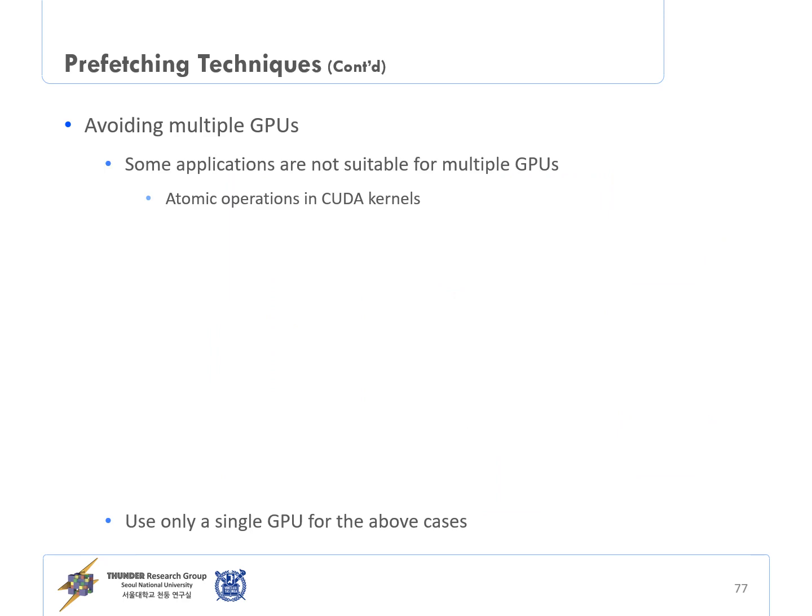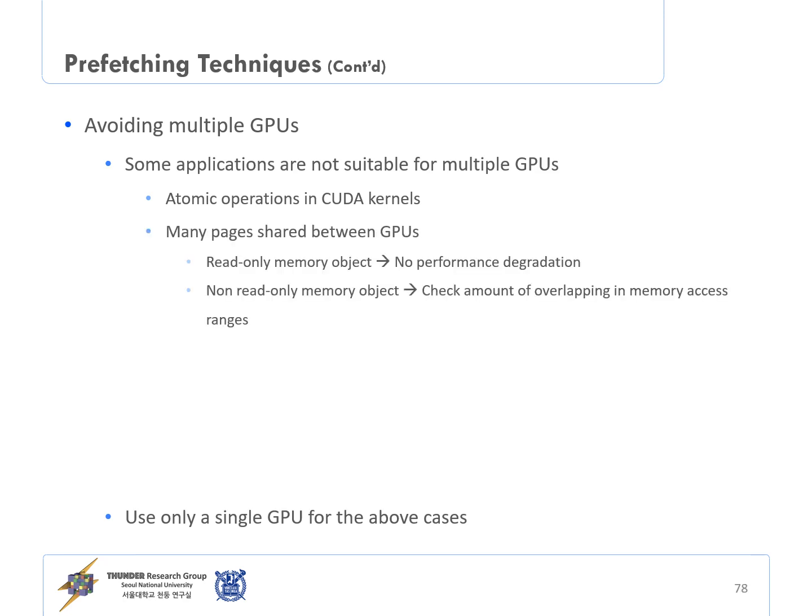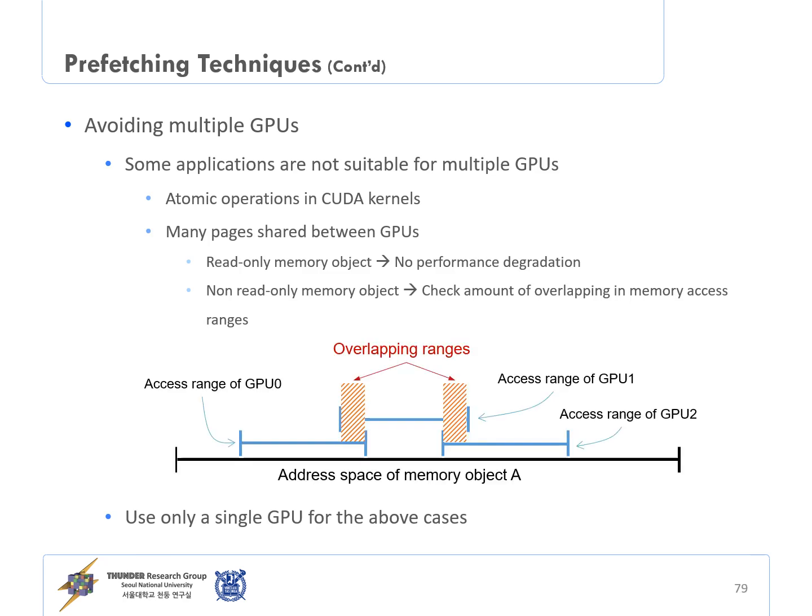Some applications are not suitable for multiple GPUs. One example is an application that uses atomic operations in CUDA kernels. SnuRHAC inspects the kernel code for atomic operations. Another example is an application that has many pages shared between GPUs. When write sharing occurs frequently, it can cause significant performance degradation. To avoid this, SnuRHAC calculates the access range of write operations from each GPU. Then, it calculates the amount of overlap in the access ranges. If the ratio of the overlapping amount to the total amount of access ranges exceeds a predefined threshold, SnuRHAC executes the kernel using only a single GPU.